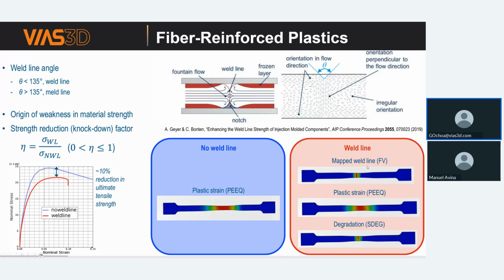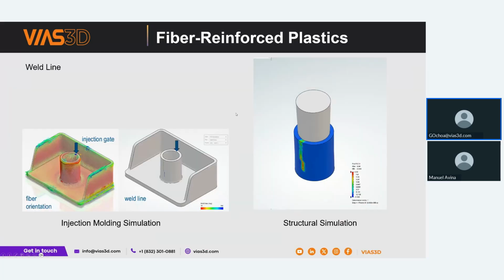So the first plot is just the mapped wet line into the structural mesh, and this is the application of the knockdown factor. Then what we are seeing here is the plastic strain output and the material degradation output. And this is an example of how it looks.